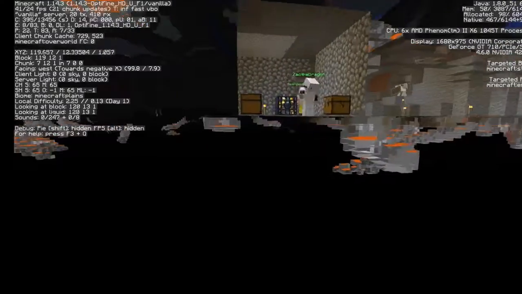So that means if you're down at Y11, you look around, and it'll give you an idea of what's the better way to go. That's a good tip. I've got to remember that. My pickaxe is about to break.